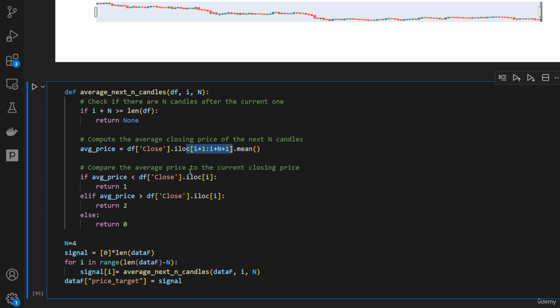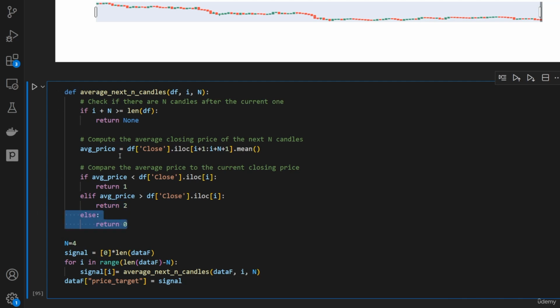Then we're going to compare the average price to the current closing price. So if the average price is lower than the closing price of the current candle, so candle index i, in this case we return 1, and otherwise if the average price is greater than the closing price of the current candle, we're returning 2. In any other case, we return 0.